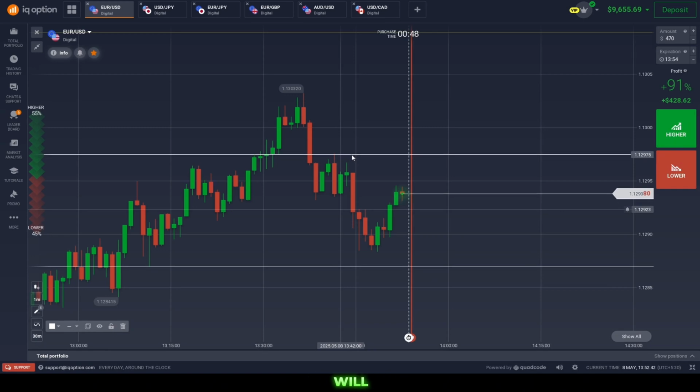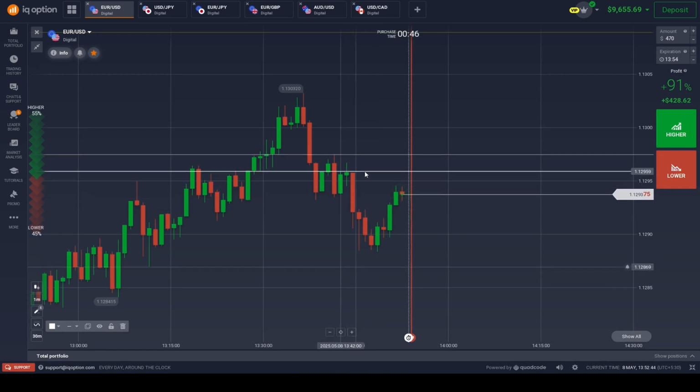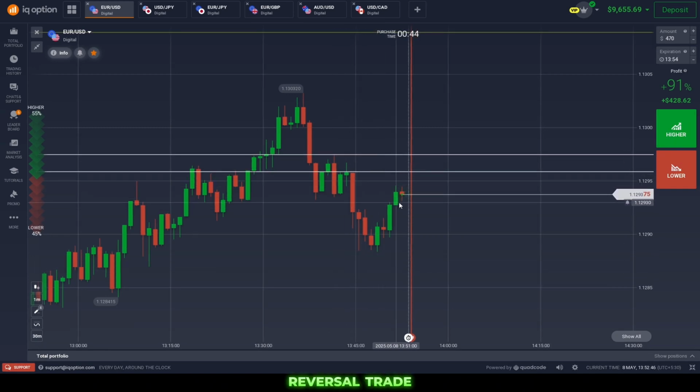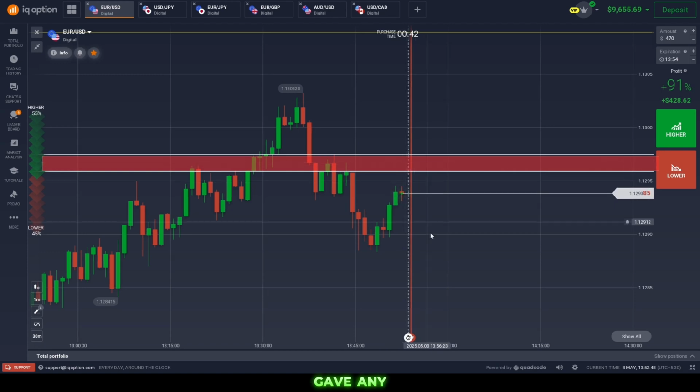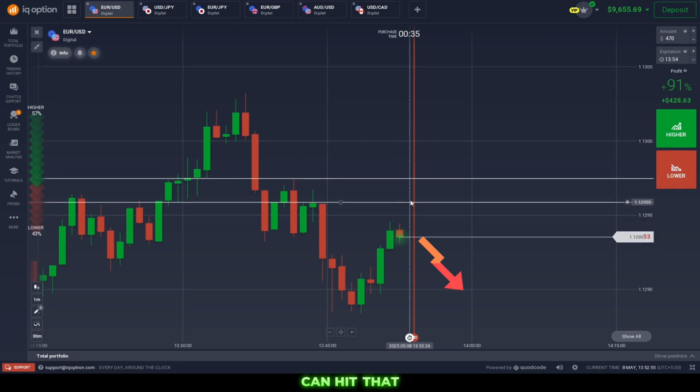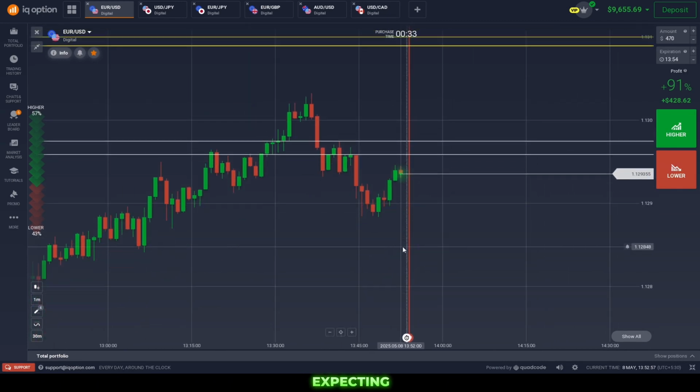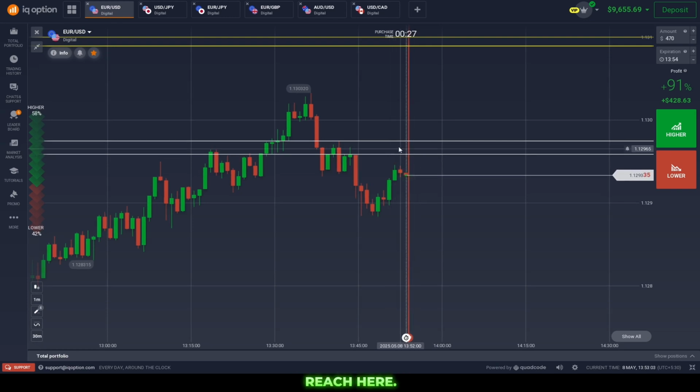Now I think we will have a trade opportunity here. We can go for a reversal trade if the price hits that zone and gives any reversal signs. Because right now the price can go in either direction. It can reverse or it can hit that level, but I'm expecting a reversal from this particular zone. So I will wait for the price to hit that zone. Once the price reaches here, I'll wait for confirmation, place the trade and explain it in detail.